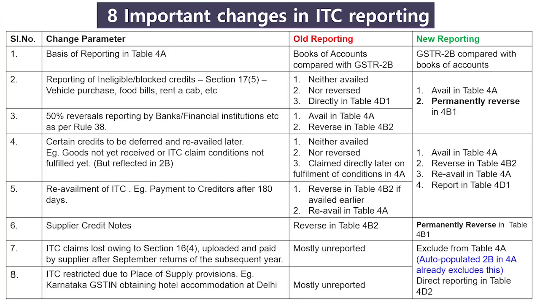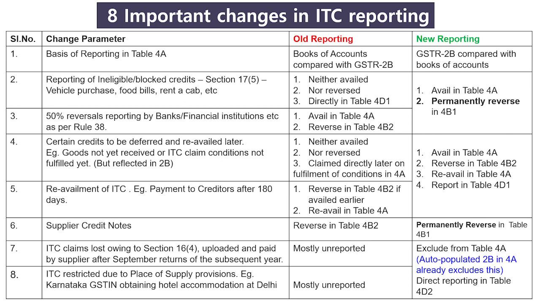First, the basis of reporting ITC should be GSTR 2B compared with the books of accounts. All these while we were comparing books of accounts with 2B and then reporting, now it's reversed. Basis the data reflected in 2B, it has to be compared with books and then reported.